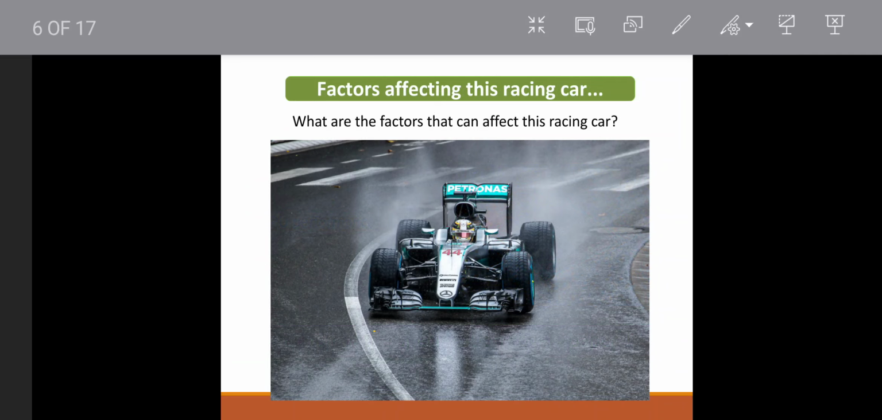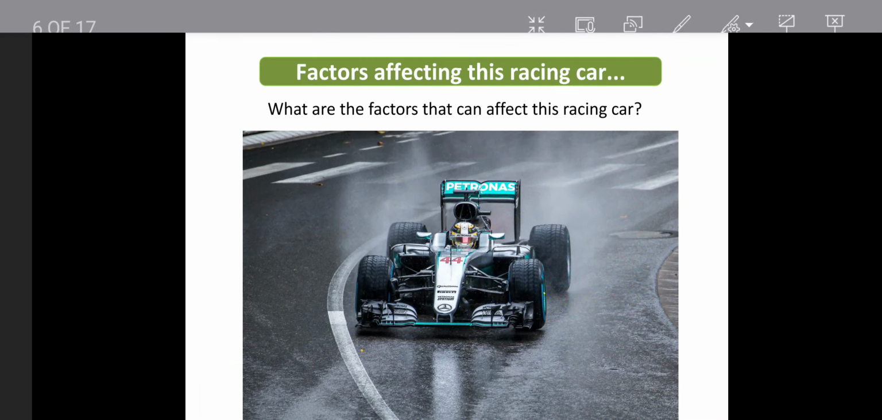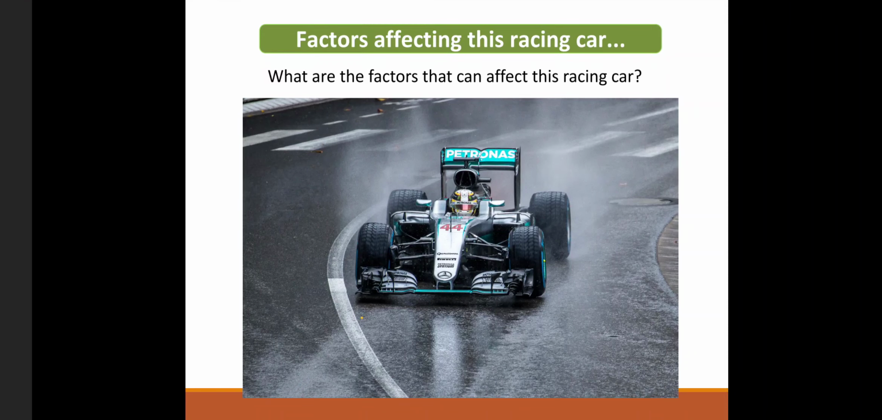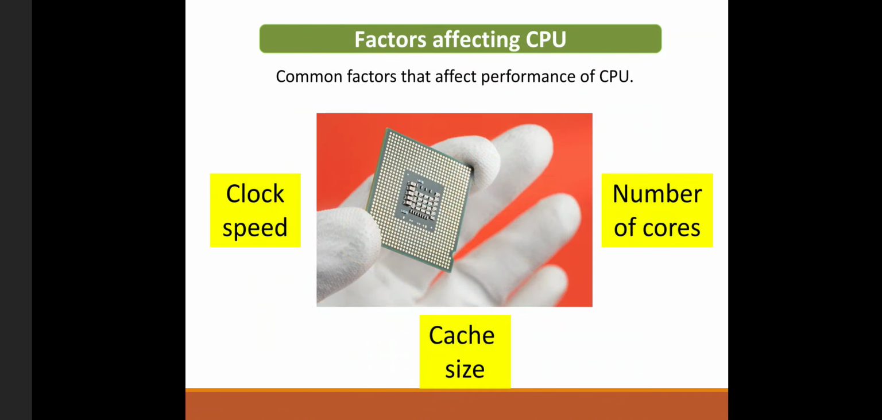Now, can you look at the car and try to determine what you think would affect the speed of this car? There are a few of them. You can pause the video and come back to it. So we have the road, we have the tires. There are so many bits. It's the same way with our CPU.